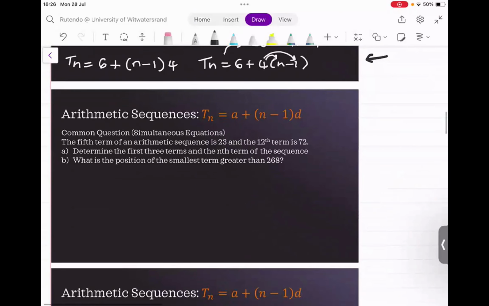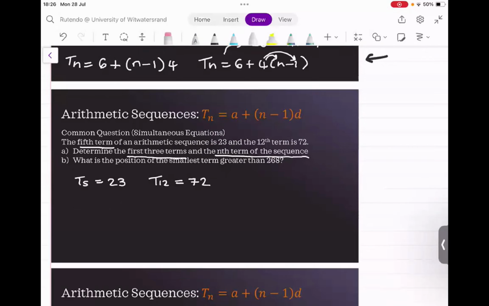Now I have a question for us. Let's say I know I'm dealing with an arithmetic sequence, and I'm told that the fifth term, T5, is equal to 23, and the 12th term, T12, is equal to 72. They said determine the first 3 terms and the nth term of the sequence.